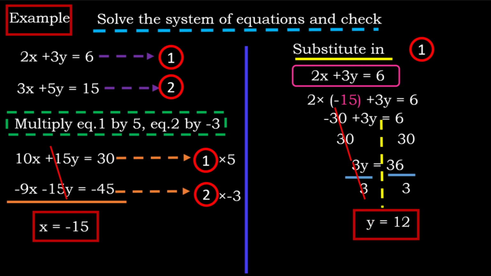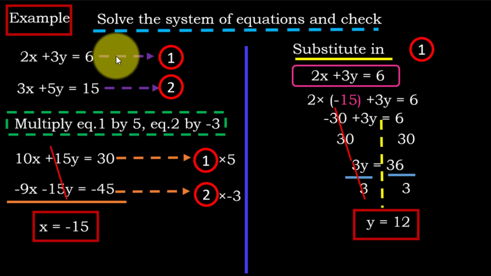To check your answer here, just take x equals negative 15 and y equals 12. You can substitute in equation number 1 by eye. 2 times negative 15 is negative 30, and 3 times 12 is 36. Now negative 30 plus 36, what will it be? It will be 6. Now the left hand side equals the right hand side, so x and y satisfy the first equation.